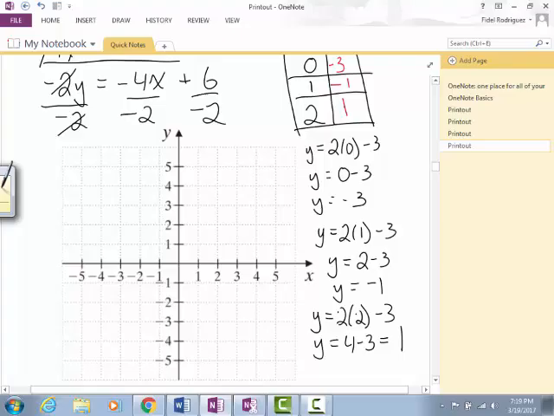Okay, so now I'm going to go ahead and plot my points. So my first point right here is the point 0, negative 3. So from the middle, I just go down to negative 3. My next point is 1 and negative 1. So we're going to go to the right 1, and down 1. And then our last point is the point 2 and positive 1. So I'm going to go to the right 2 and up 1. And if you notice, all of our points are lining up.